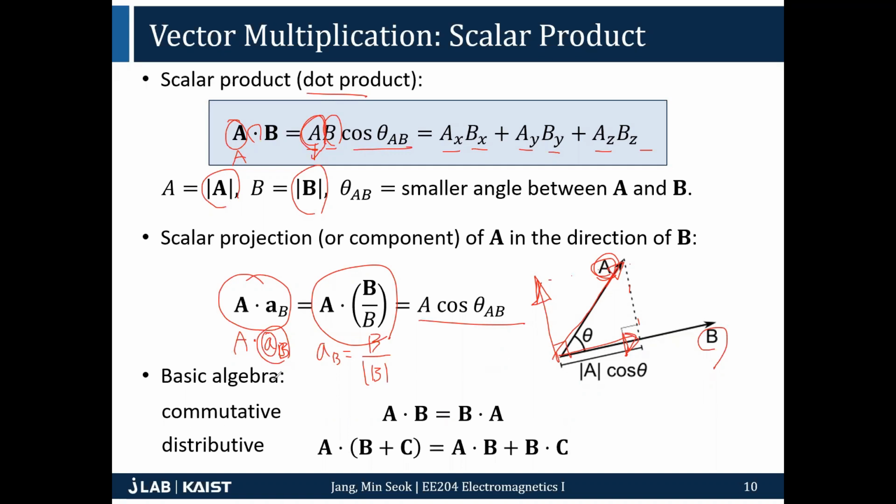So if you look at the algebra, the scalar product satisfies the commutative relation. B dot A is equal to A dot B. And it's also distributive. So A dot (B plus C) is A dot B plus A dot C. Sorry, I have a typo here. Anyway, it's distributive. I have to change this.